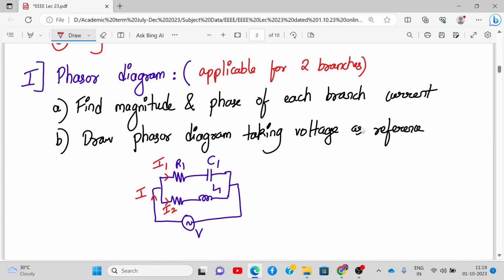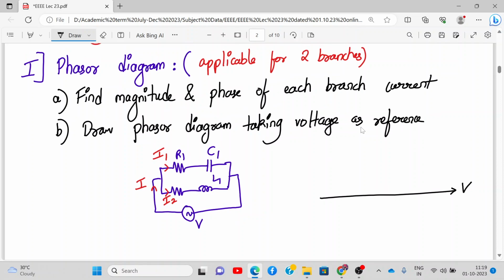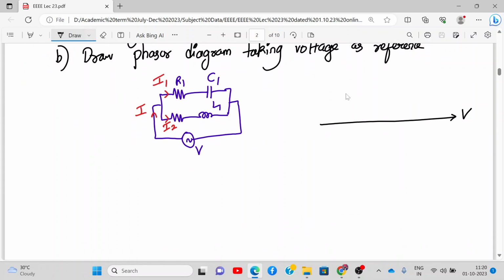So far so clear? Now how do we start? You start by taking voltage as a reference. So this is my voltage. Now can you tell me, in case of an RC series circuit, is my equivalent current leading or lagging the voltage? Yes, leading.